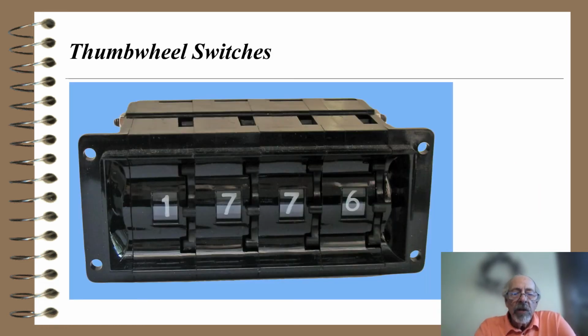Thumb wheel switches, you can see here it's set to 1776. The switches usually go from 0 through 9, and they can be set to a certain setting.